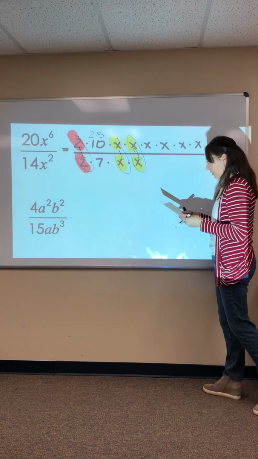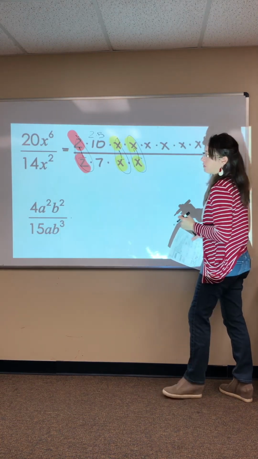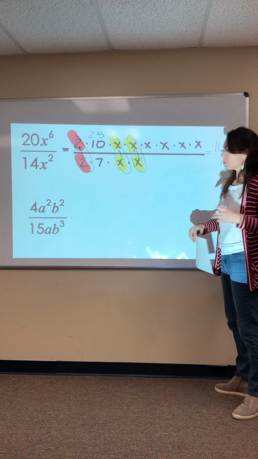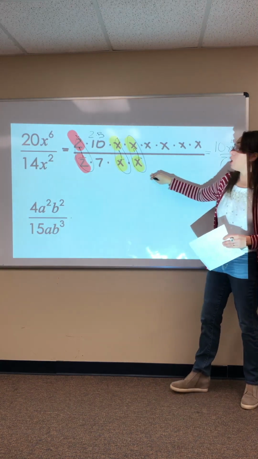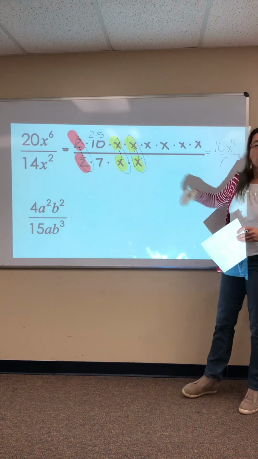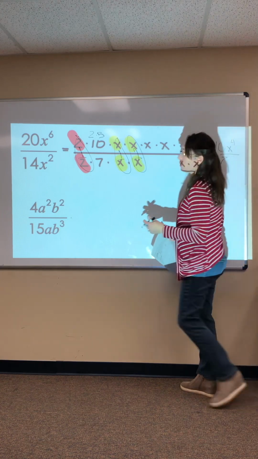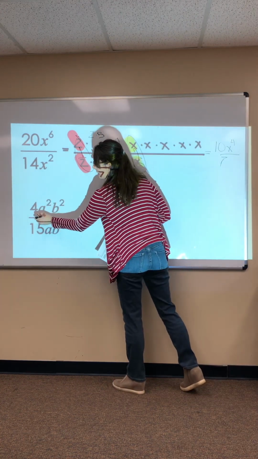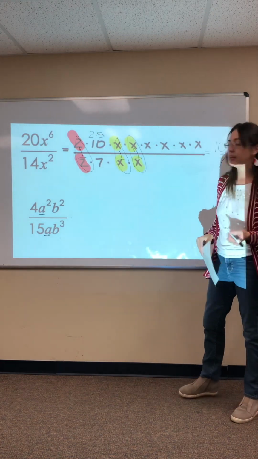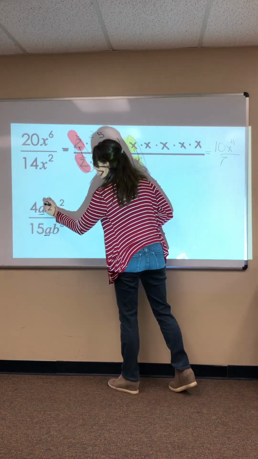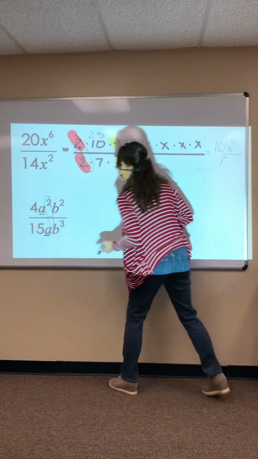All right? So let's work this bottom one. 4ab squared over 15ab cubed. So we have the option. We can write out all of the factors, or we can use our exponent rules. Remember with our exponent rules, if our base is the same and we are dividing, what do we do to the exponents? Subtract. We subtract them, right?